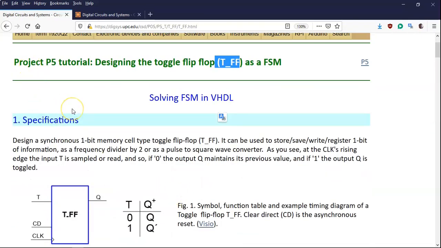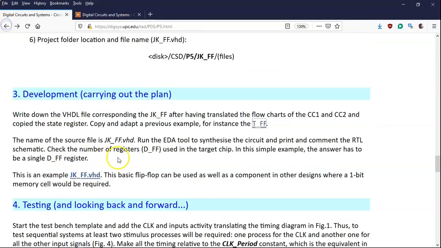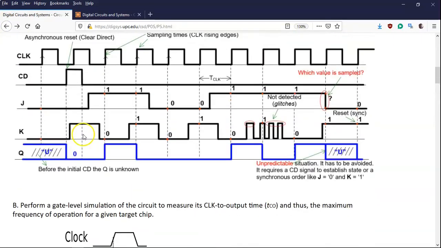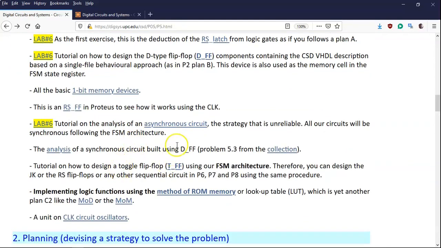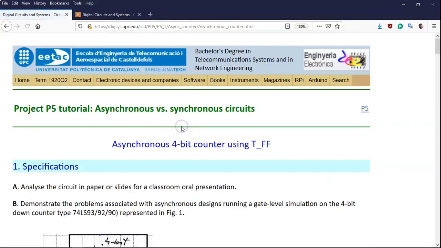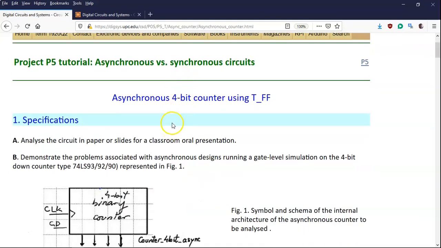So where are you going to find a top example like this? Well, for example, in P5, you know that P5 has a lot of learning materials. Well, anything from chapter 1 is okay, but you can go to the learning materials here as well and go to the asynchronous circuit, because what we are doing now is an asynchronous circuit. So here you have something similar to study as well.